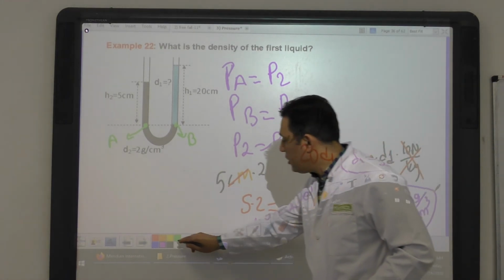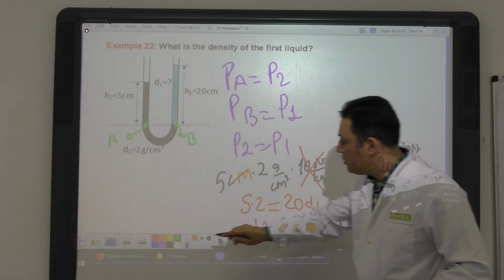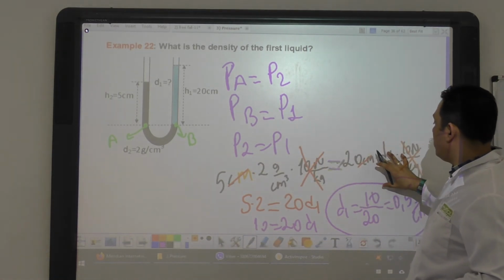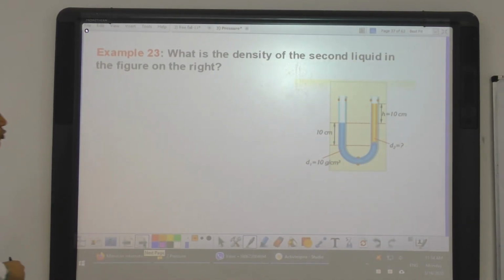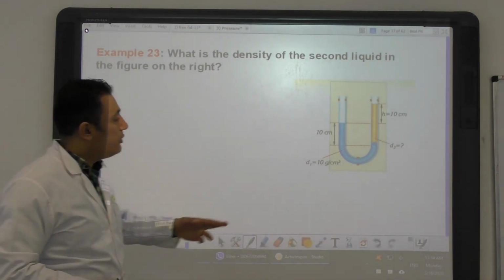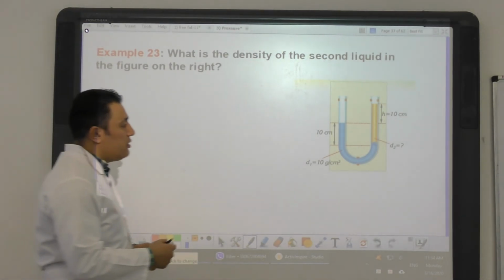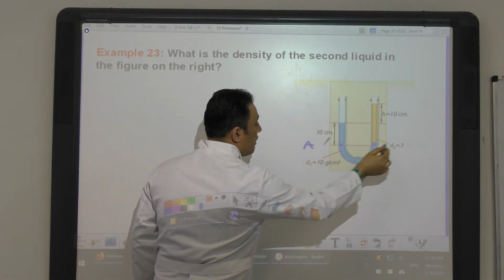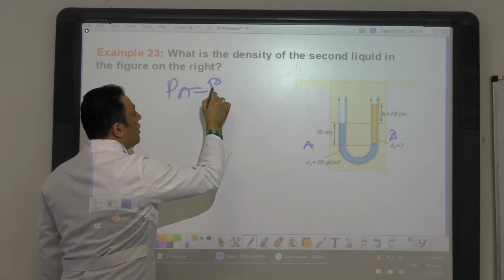Let me write the equality in a different color here. The left side and the right side of the equation are equal. Let's go. What is the density of the second liquid in the figure on the right? The same principle is also going to be applied in this example. Here and here, the pressures at point A and point B are the same.